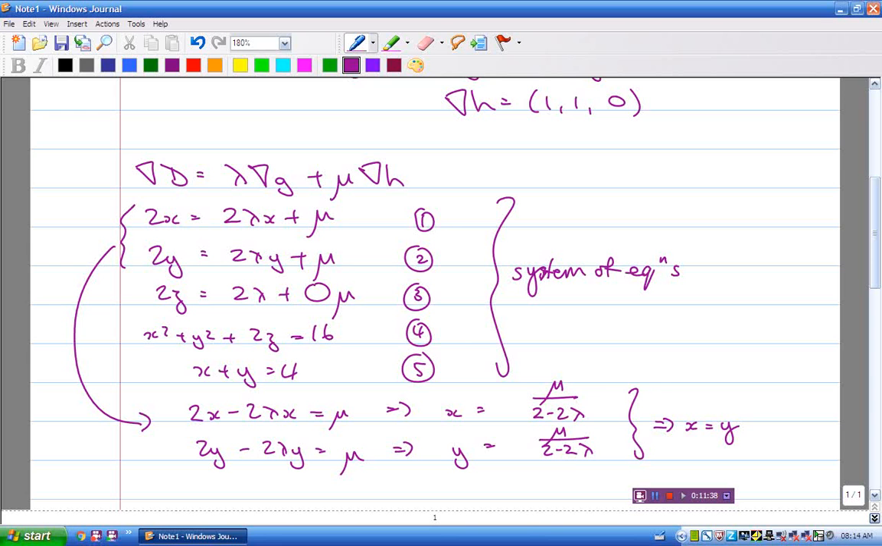Could we get that by inspection? It seems quite obvious. You can do it by inspection.